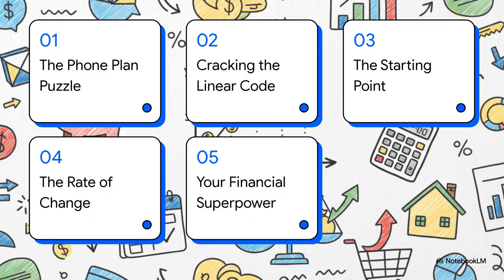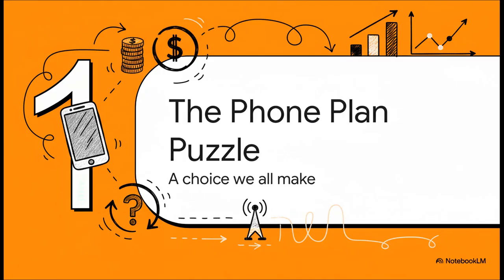So here's how we're going to do it. We'll start with a puzzle we all face. Then we'll find the code that solves it. We'll break that code down into its two most important parts, and by the end, you'll have a new financial superpower. Ready? Let's go. All right, first up, the phone plan puzzle.